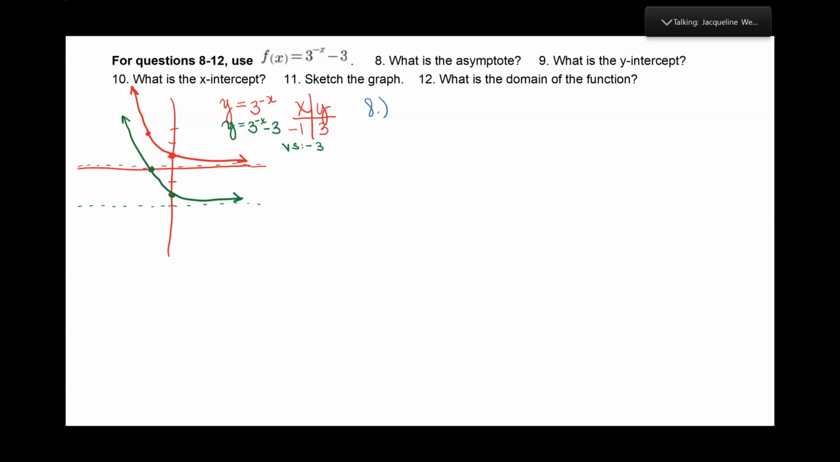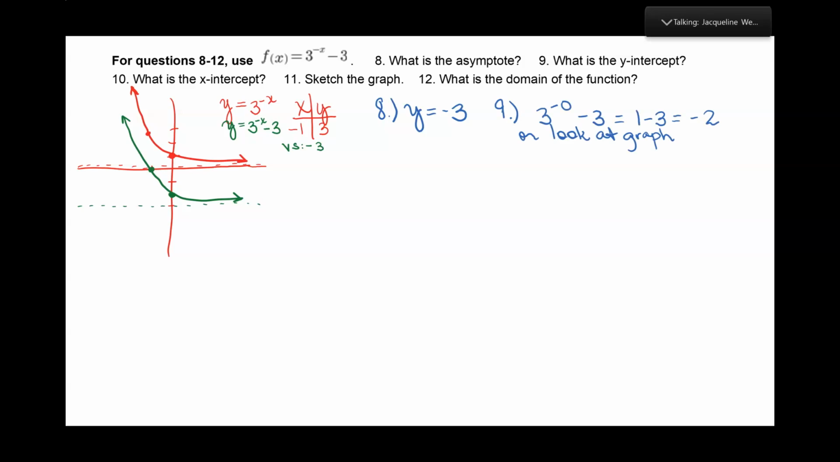Okay, so now let's answer all the questions they want to know. All right, so what was your asymptote? And we're talking about the final graph here, right? What was our asymptote down here? -3, and we want to say y equals -3, not just -3, because -3 is a point, y equals -3 is a line. All right, then for 9, what's the y-intercept? Where did it cross the y-axis? -2. Right there at -2.